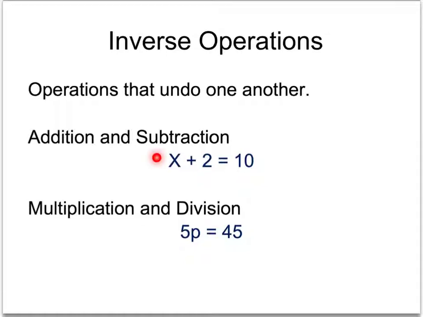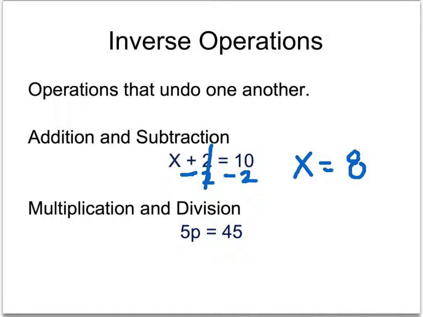So in the example x plus 2 is equal to 10, you would want this x to get by itself. And in order to do that, you would have to get rid of this positive 2. You notice that it's being added, and you remember that to undo addition, you would use subtraction. And so you would subtract 2 from both sides of the equation. And after doing that, you would end up with x is equal to 8. So you used subtraction to get rid of or undo addition in this case.